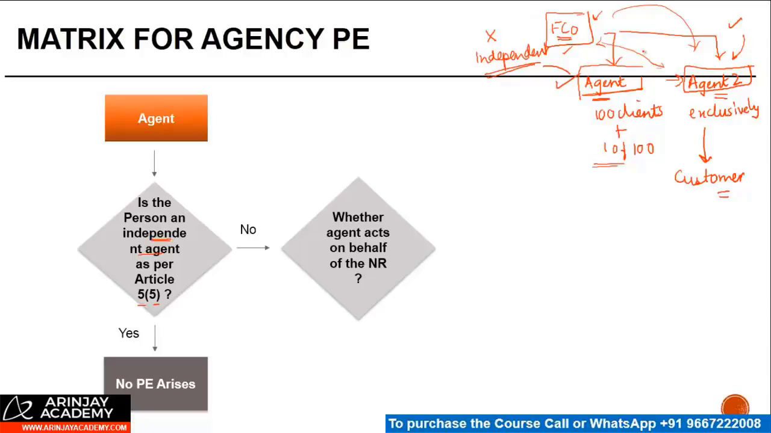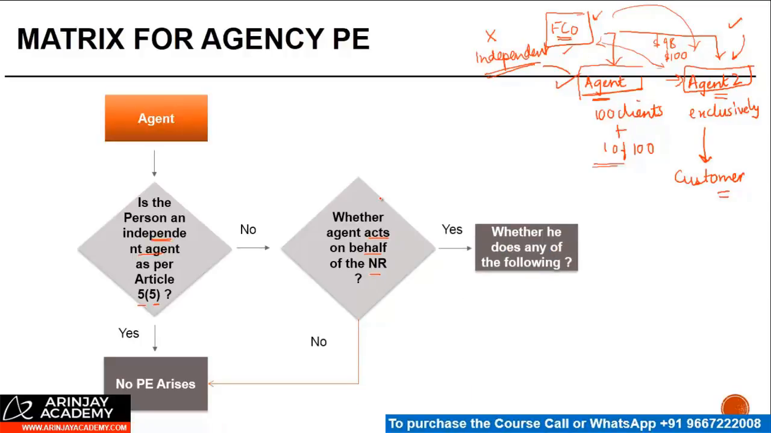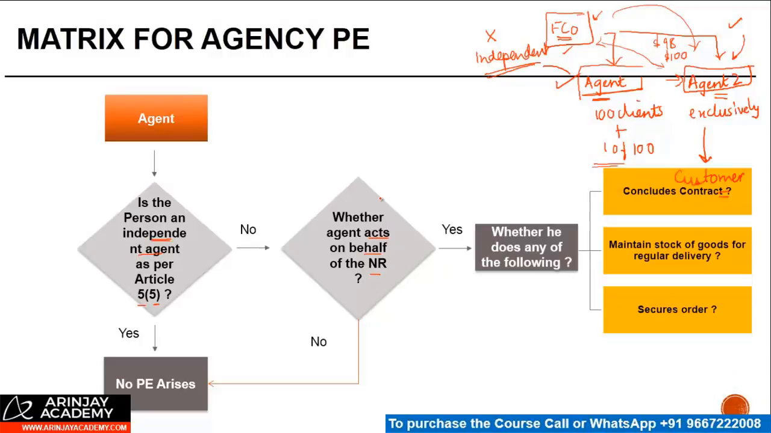Which means he buys goods at $98 and sells them for $100. If the goods get damaged, he's the one who's bearing the risk and all. Then in that case, you can't say he's acting on behalf of the non-resident. But if he acts on behalf of the non-resident, right? If he's not acting, no PE. But if he acts, then you need to see whether he does any of the following three activities.